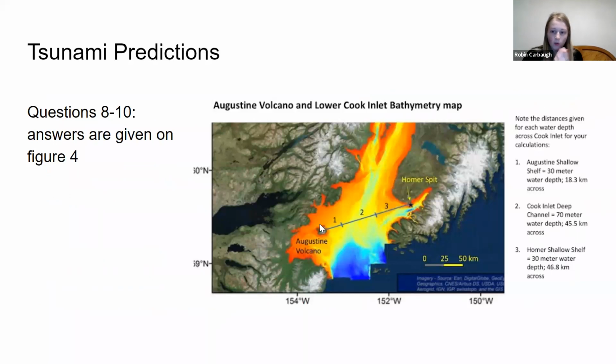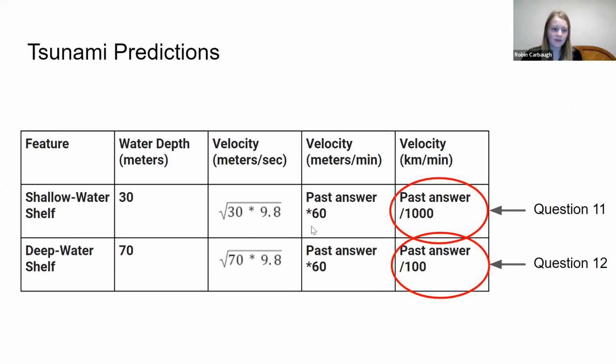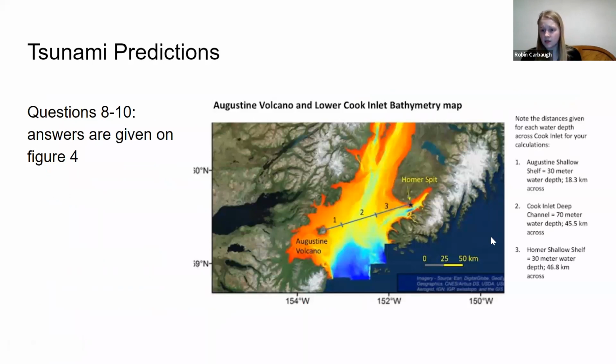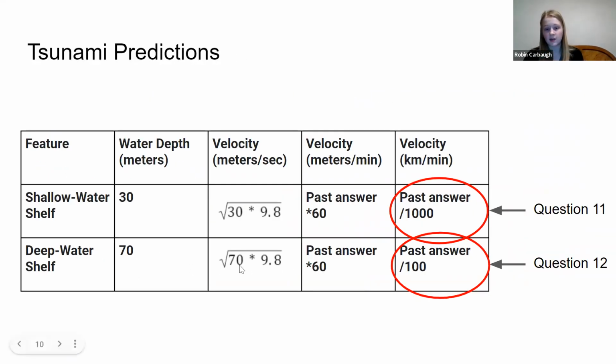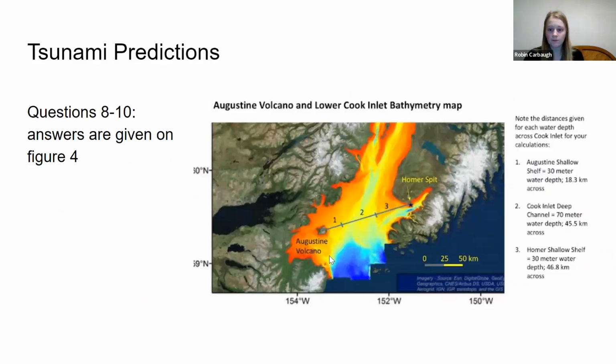So segment 1, we could just take that distance of 18.3 and divide it by the velocity we found for the shallow water, the shelf. And then for segment 2, same deal, we could take 45.5 divided by the velocity we found for the deep water shelf, because this one's at 70. And then segment 3, 46.8 divided by the velocity we found for the 30, the shallow one again. And then once we have those three, we can add them together, segments 1 through 3, to figure out roughly how long it will take a tsunami that started here to get to the Homer Spit.